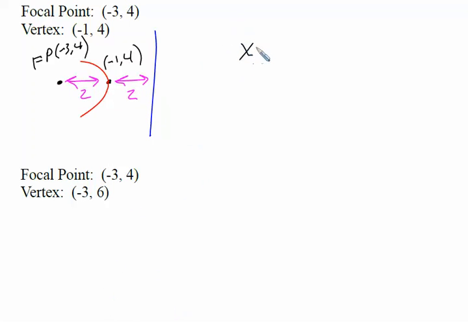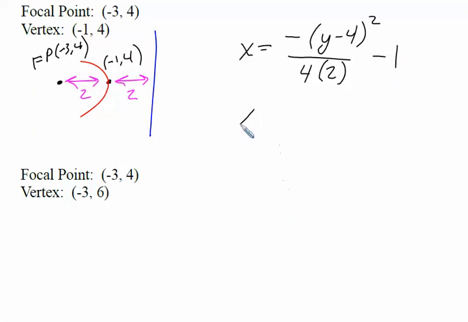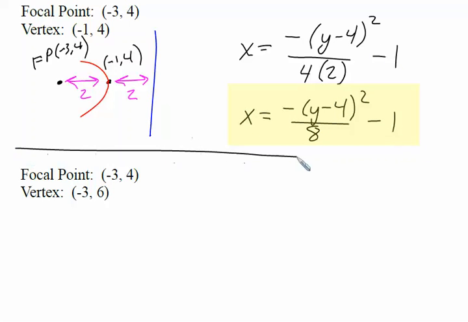Again, it's opening to the left, so this one will be x equals negative. Vertex is at negative 1, 4, so it'll be y minus 4, since the y coordinate that we were centered at was 4, the quantity squared, divided by 4 times c, and then the x value is just our negative 1. So this will be x equals negative the quantity y minus 4 squared all over 8 minus 1. And then our one more problem, we've got a specified focal point and vertex. Notice their x coordinates are the same this time.